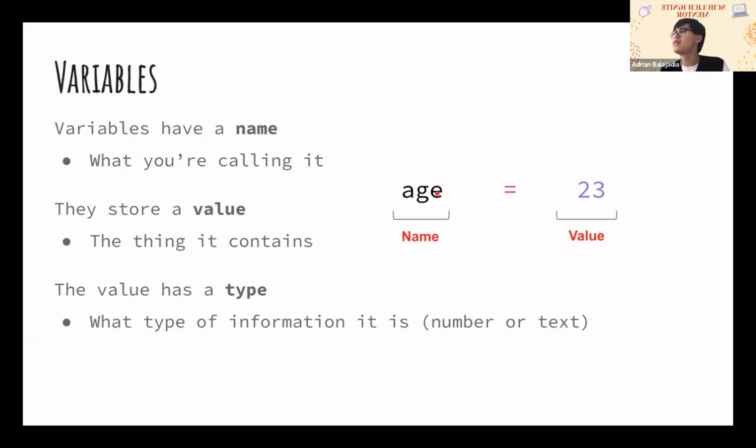Say you're making some application for a bank, and you need someone's age. All you have to do is make a variable called age, and then assign it with this equal sign to some value. So remember, variables have a name, in this case age, they store a value, in this case 23, and this value, more specifically, has a type. So what type of information it is.